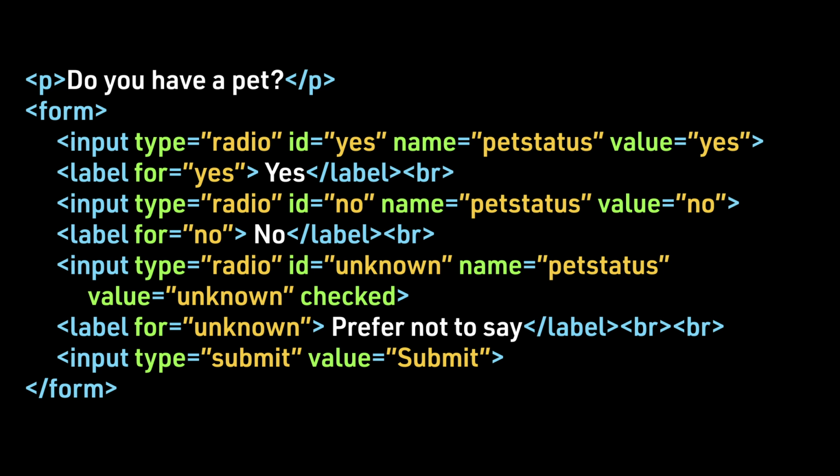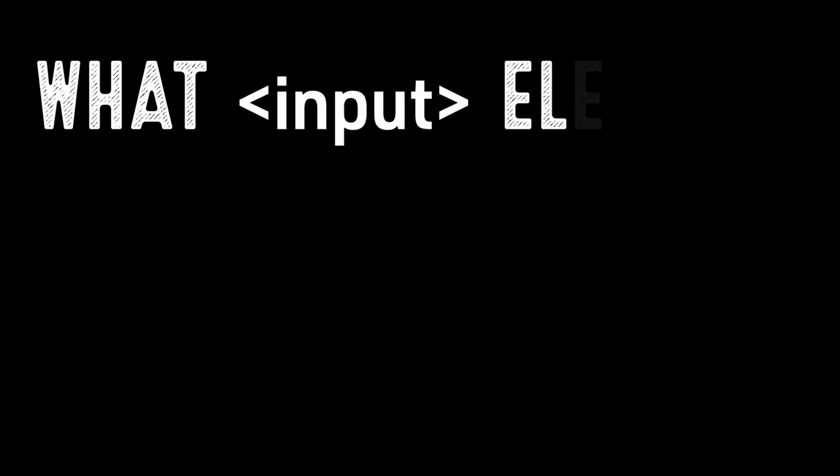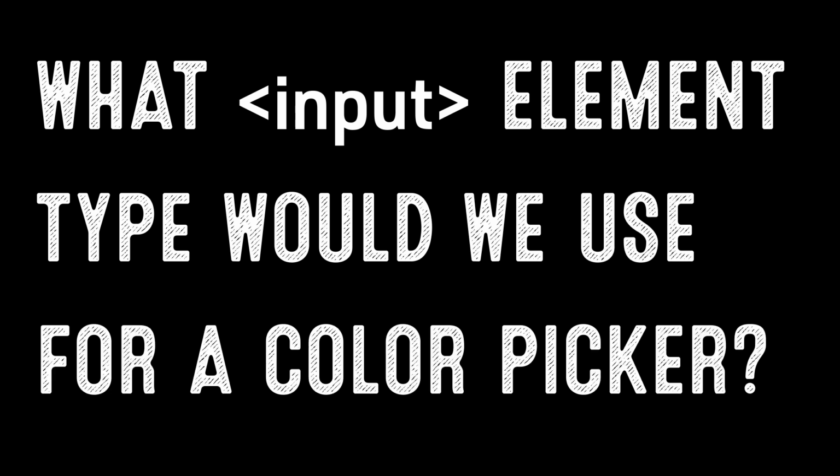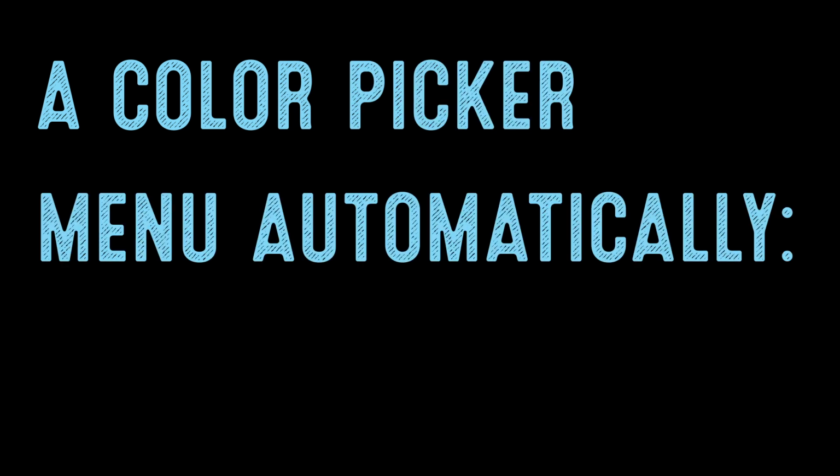Label closing tag, break break. Input type submit, value submit. Form closing tag. So in this example, what option is pre-selected as the default? Prefer not to say. What input type would we use for a color picker? Input type color. With a color picker, if supported, the browser will display a color picker menu automatically.